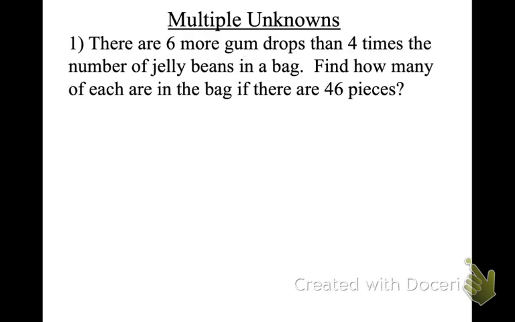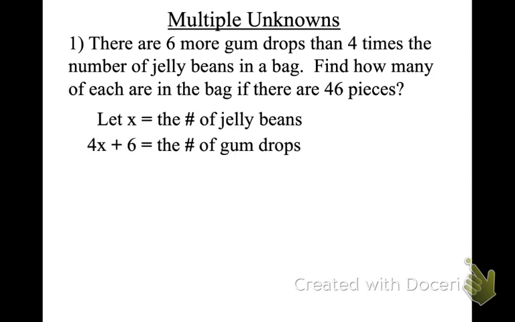Okay, there are 6 more gumdrops than 4 times the number of jelly beans in a bag. Find how many pieces of each are in the bag if there are 46 pieces. All right, so let's say x stands for jelly beans. And I usually call x what they give me less information of. So there are 6 more gumdrops than 4 times the number of jelly beans in a bag.